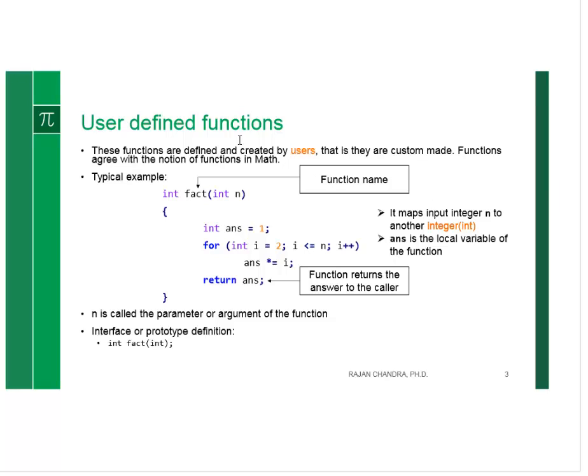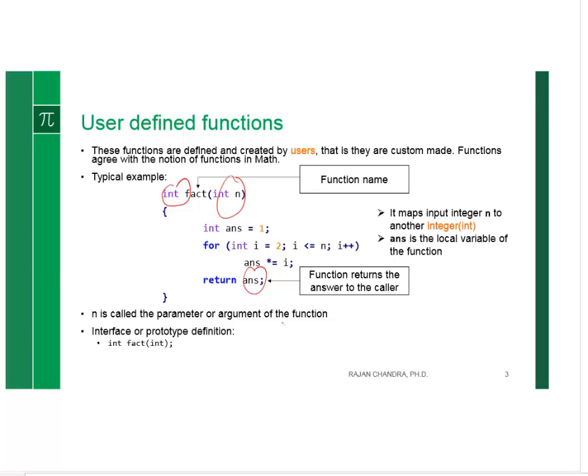The function has a name called factorial. It has a return type integer and it calculates the value in the temporary variable answer and then it returns the answer. So this is the structure of a C function. This is the return type. This is the number of input. This is the answer. Since the function accepts one integer and returns another integer as the answer.